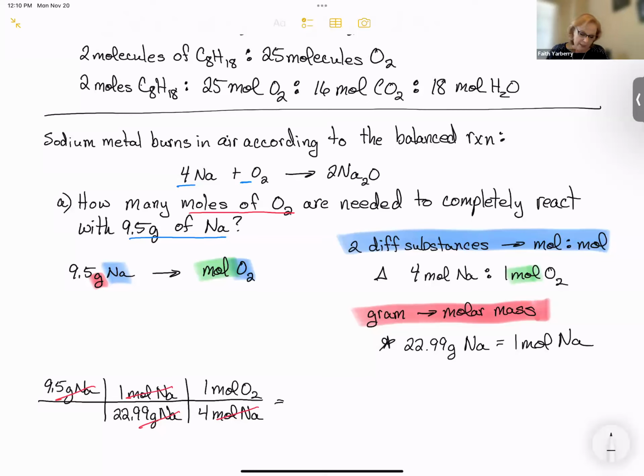So now we'll key it into the calculator. We have 9.5 divided by 22.99 divided by 4. And our answer comes out to be 0.10 moles of oxygen.